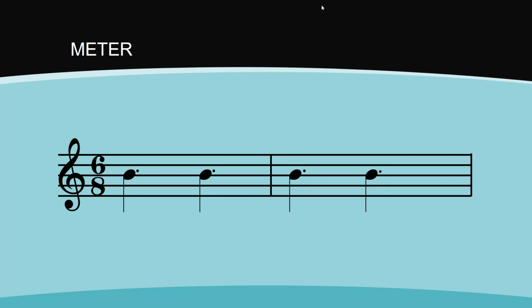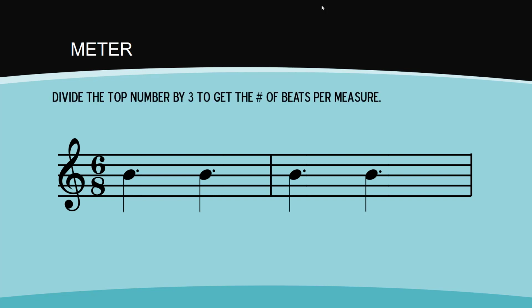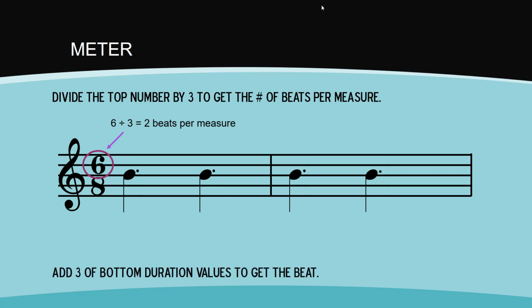Instead of counting it with 6 eighth note beats, we actually should count it as 2 dotted quarter note beats per measure. For any compound meter, if we divide the top number by 3, we'll get the actual number of beats in the measure. 6 divided by 3 equals 2 beats per measure. And if we add 3 of the bottom duration values together, we'll get the duration value of the beat. 3 eighth notes equals 1.5 beats, which is equivalent to a dotted quarter note.